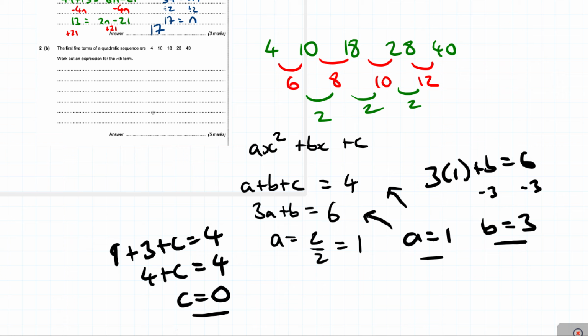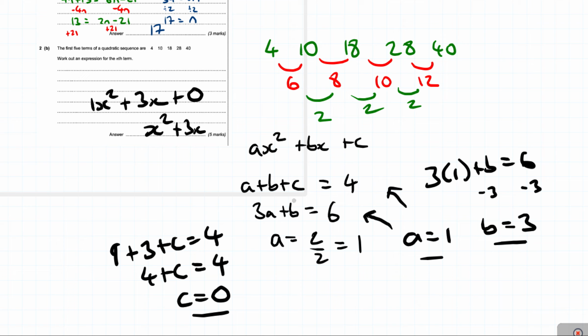So that means that our expression for the nth term is simply going to be 1x squared plus 3x plus 0. Simplifying that down, it's just x squared plus 3x. And you can plug in your terms to check. If you plug in the first term, 1 squared plus 3 times 1 is 4. Second one, 2 squared plus 3 times 2, so that's 4 plus 6, which is 10, etc. So you can just check your terms through. But that's a nice quick way of solving it.